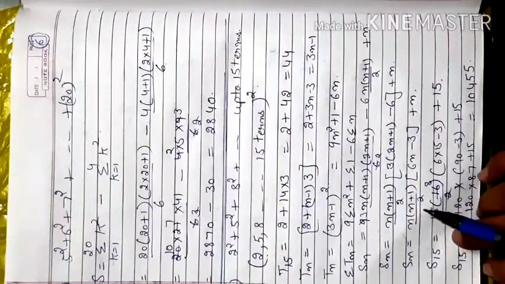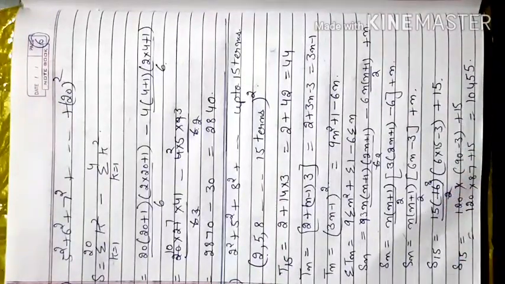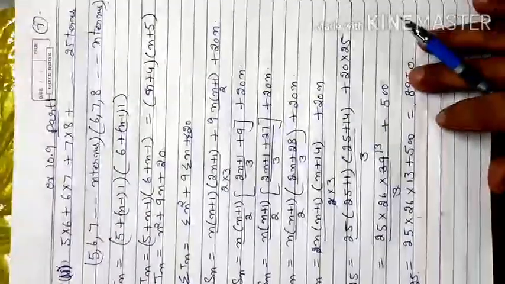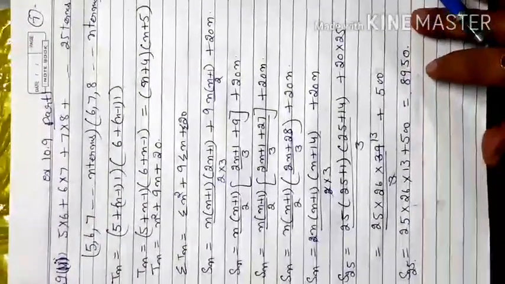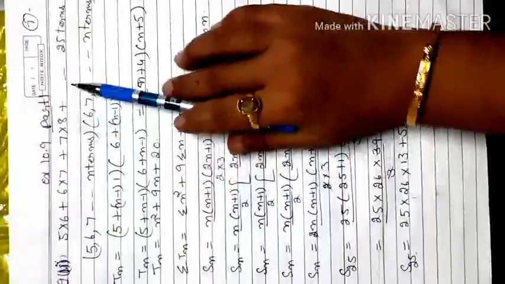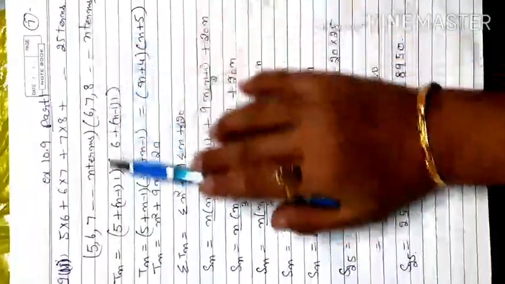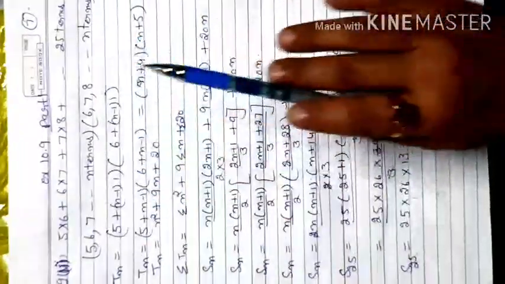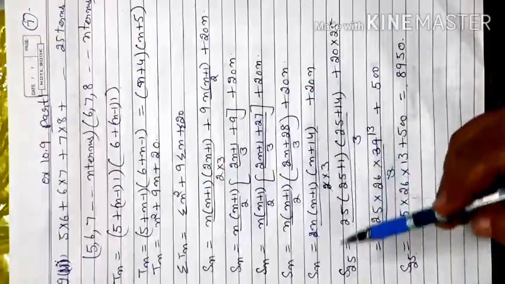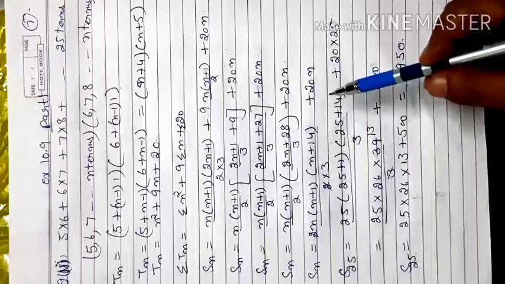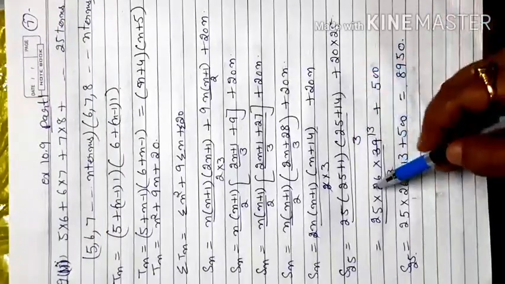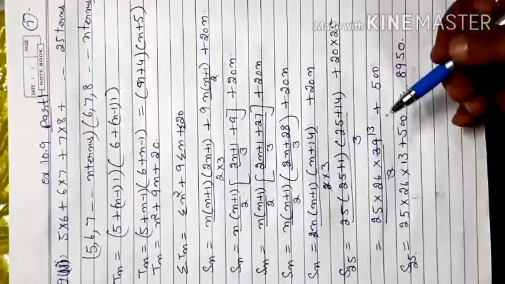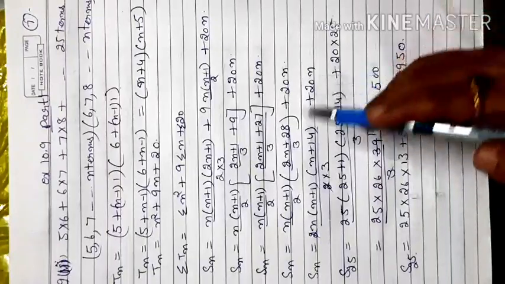Next is, if you have a bigger question, like two types of series are there, like 5 into 6, 6 into 7, 7 into 8 and 25 terms, you have to find the sum of 25 terms. First target is you can take n terms, find the sum of n terms formula. When you identify the n terms formula, you just replace n with 25. In all questions you have to do like that.